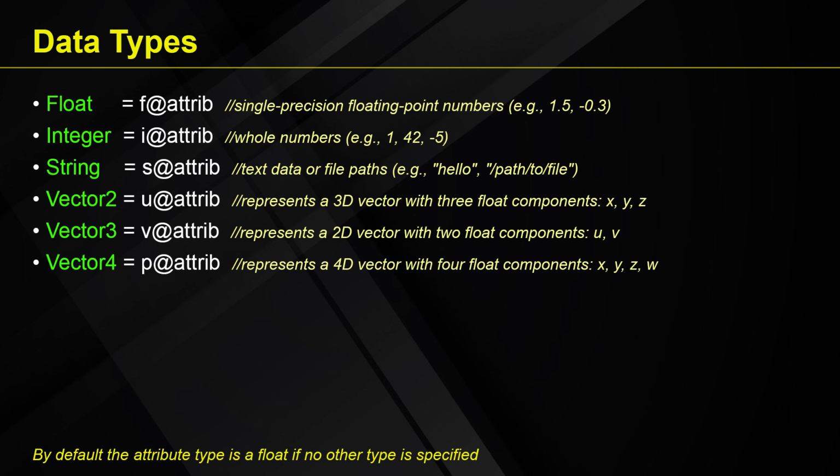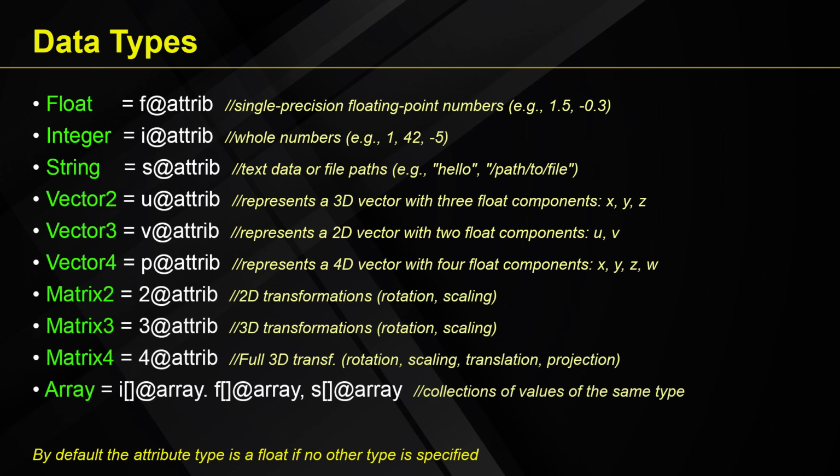These are the core data types you'll use most often in VEX. They allow you to manipulate geometry, attributes, and more with precision and control. We'll cover more advanced types like matrices and arrays later in the course, but for now, mastering floats, integers, strings, and vectors will take you a long way in Houdini.